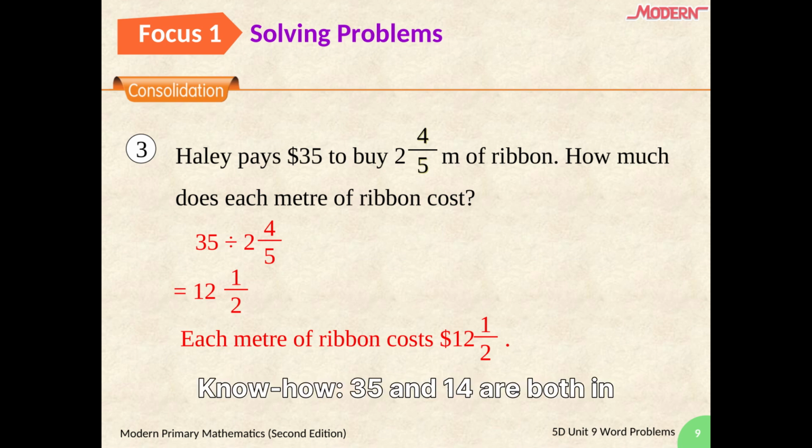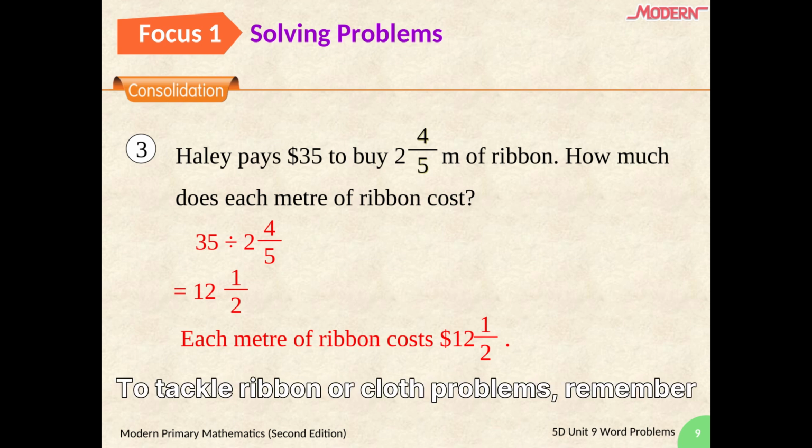Know how. 35 and 14 are both in the 7 times table. 35 becomes 5 and 14 becomes 2. 5 times 5/2 is 25/2. 25/2 is 12.5, so each meter of ribbon costs $12.50. Haley got a fair deal.